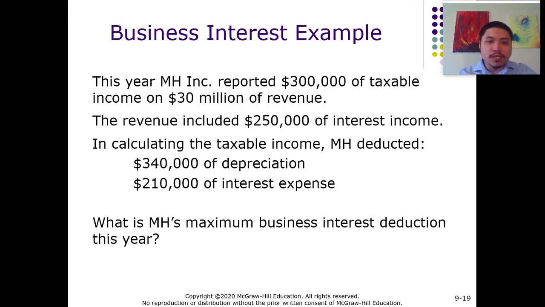And then the revenue included $250,000 of interest income. So interest income is $250,000, right? And $300,000 of taxable income, right? So in calculating your taxable income, the company already deducted $340,000 depreciation and $210,000 of interest expense. So it's asking us what's the maximum business interest deduction this year. Right? So first thing we need to do is to calculate the limitation limit rate, which is interest income plus 30% of adjusted taxable income.